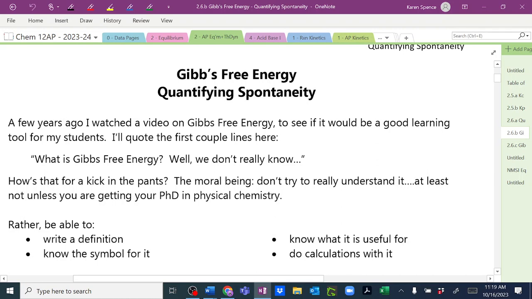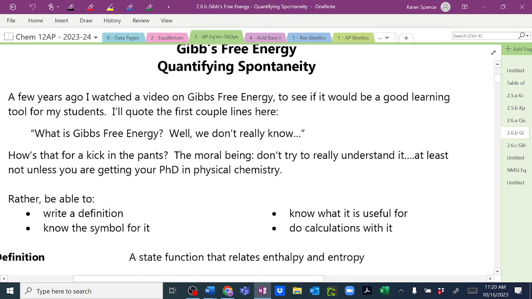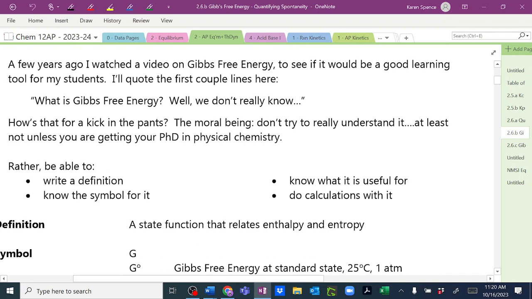What is Gibbs free energy? Well, we don't really know. Okay, like literally, this is people who are experts in this, and they're like, we don't really know. The moral being, don't really try to understand it, not unless you're getting your PhD in physical chemistry. Okay, and then, like, more power to you. Rather, what you need to be able to do is you need to be able to write a definition.